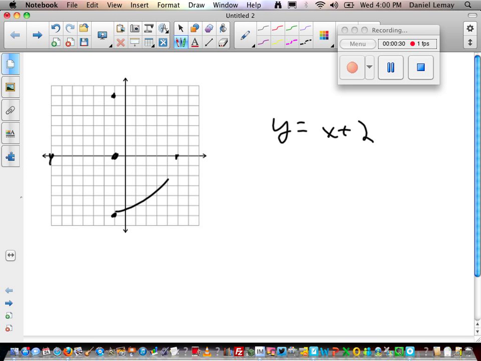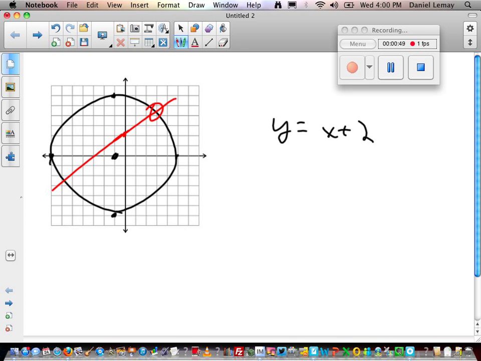So I've got this circle that looks something like this. Okay? And I've got this line, x plus 2. So I'm looking for that point there. I want to know the x and the y coordinates for that point. So the easiest way to do this is to come up with an equation for the circle.